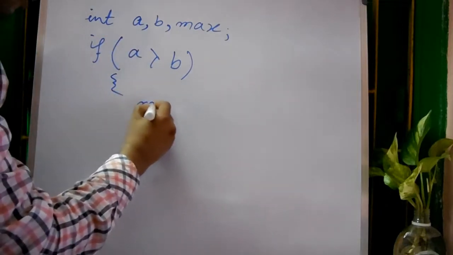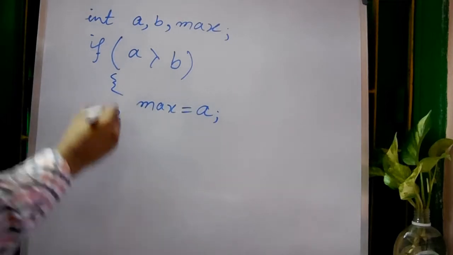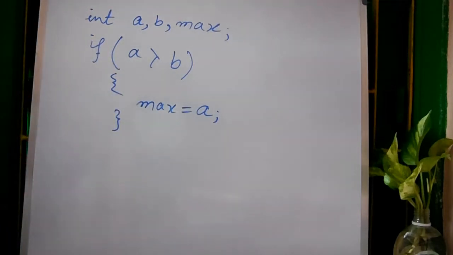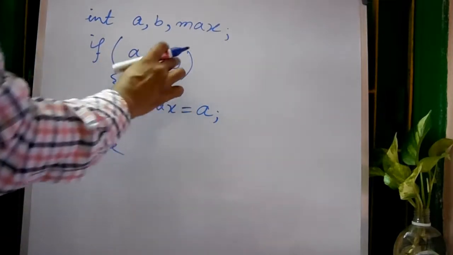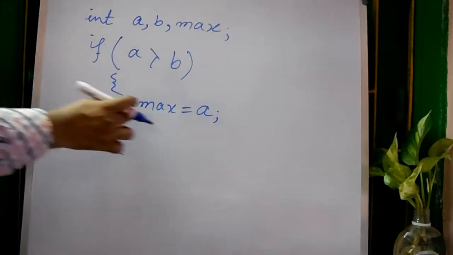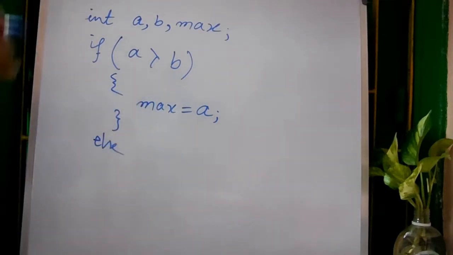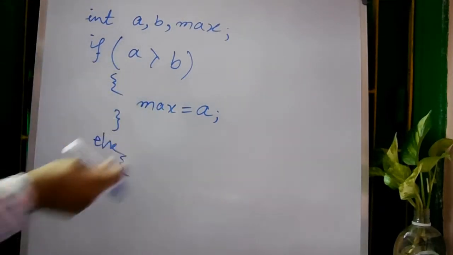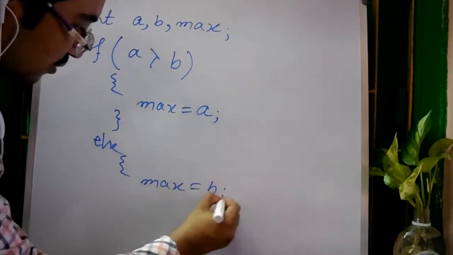So max will be a. Otherwise, this is the false part. That means if this condition returns true, meaning a true boolean value, then max will be a, and this statement will execute. If not, then the else part. So in the else part I am writing max is equal to b.